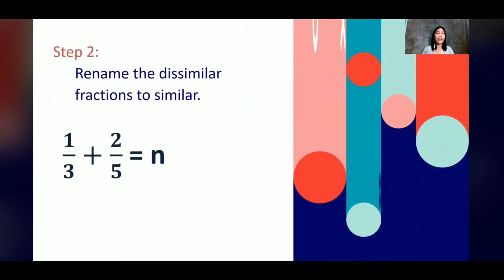Alright, so for our step 2, rename the dissimilar fractions to similar. So how are we gonna rename it? So we will use the least common denominator that we got, and that is 15, alright? So 15 will be their denominator. So how are we gonna get the numerators? So we will divide the LCD by the denominator and then multiply it by the numerator. So 15 divided by 3 is 5 times 1 will get 5. So 5 will be our numerator in our first fraction. So 15 divided by 5 is 3 times 2 will get, correct, 6. So 6 will be our numerator in our next fraction.